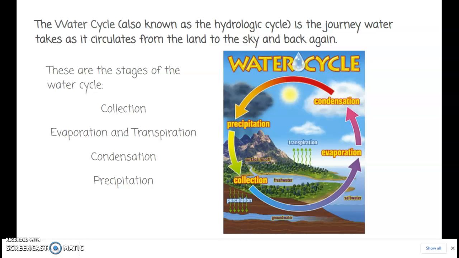So we've got precipitation with the water falling, it being collected, some of it percolating down into the groundwater, then evaporating back up or transpiring through plants and back up in the air where it then condenses again and then precipitates down and then gets collected and just keeps going round and round.